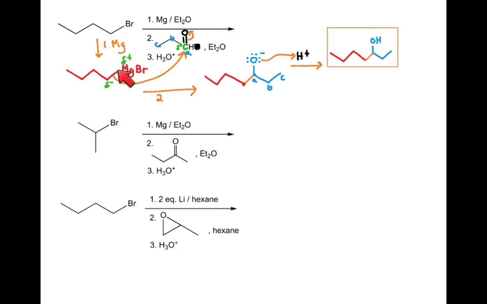Okay, so what you can see we've done overall is we have made a new bond from the nucleophilic carbon here to the electrophilic carbon here, and that new bond is shown there. And this carbonyl, the C double bond O, has formed now an alcohol, an OH. So that is a Grignard reaction.